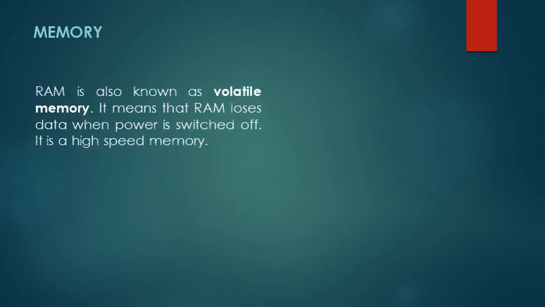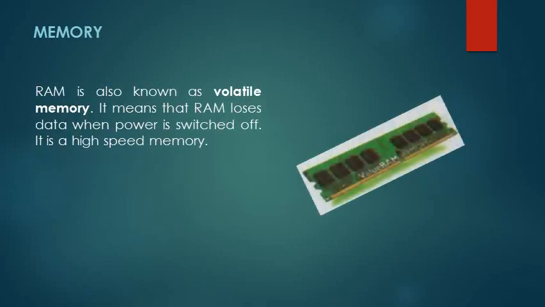RAM is also known as volatile memory. It means that RAM loses data when power is switched off. And after restarting our computer, we need to reload that data into the RAM if we want to process that specific data.